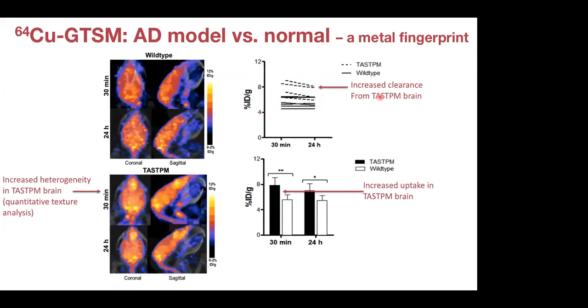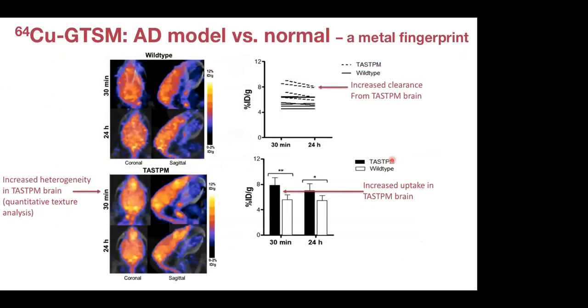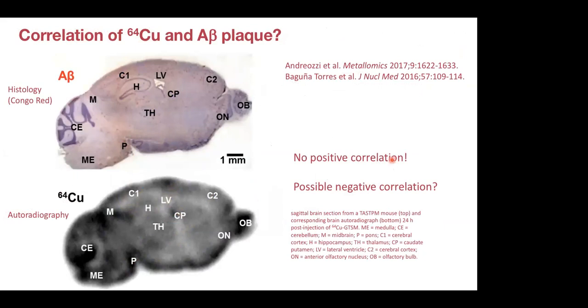So there we have a metal fingerprint for this particular model of Alzheimer's disease. We can see increased heterogeneity, increased uptake, and increased clearance. 3 different parameters. Another thing we looked at, just to finish this section on Alzheimer's disease, was to see whether there was any correlation between the location of the radioactive copper and the amyloid plaques, which we measured by Congo red staining in tissue sections.